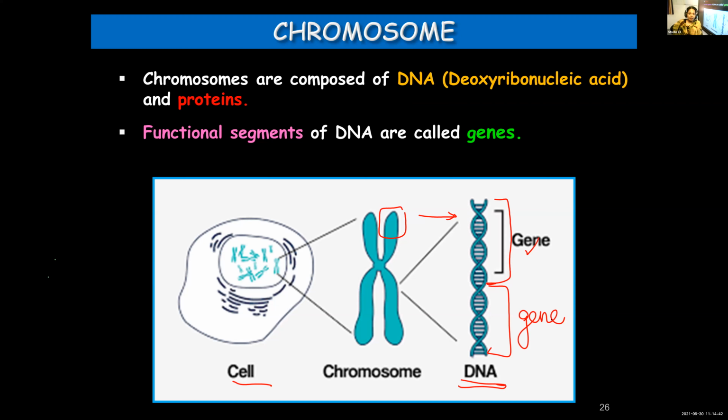Where are DNA molecules found? They make up chromosomes. Where are chromosomes found? Inside the nucleus. And the nucleus is present in the cell. And where are cells present? All living organisms are made up of cells. Based on the number of cells, we have two groups of organisms, unicellular and multicellular organisms.